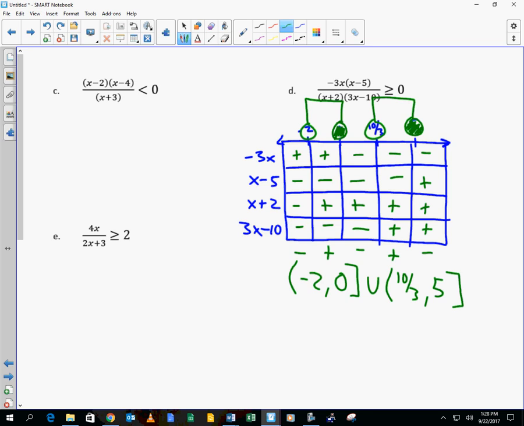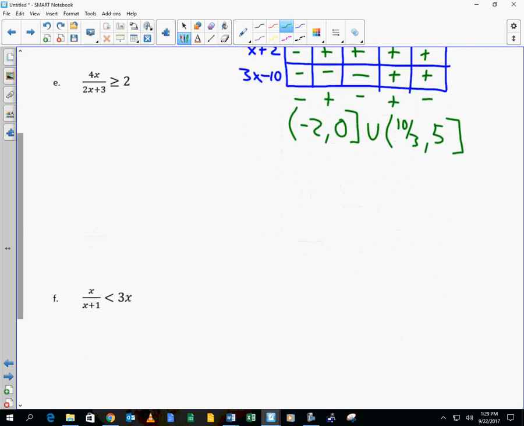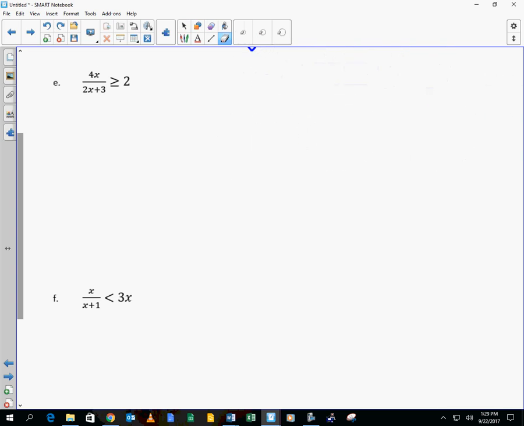Might be the two middle. Might be the outside. Okay. Is it set equal to 0?